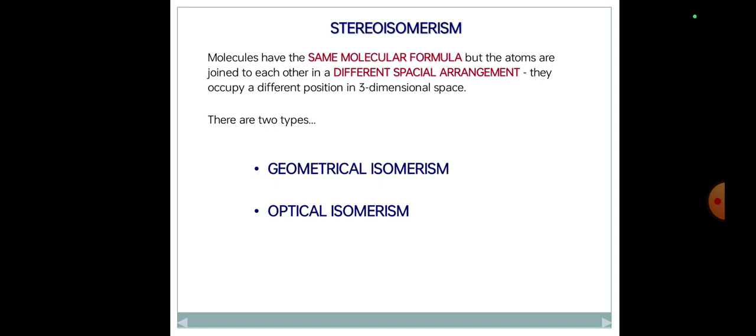It is a type of stereoisomerism in which the molecules have the same molecular and structural formula but they differ in their behavior towards light, or we can say they differ in their effect on the rotation of plane polarized light.